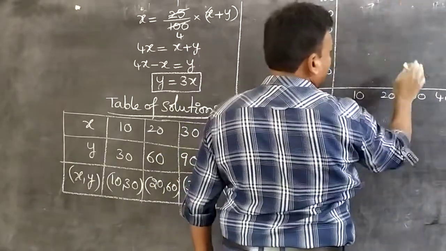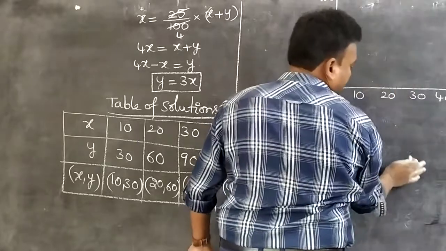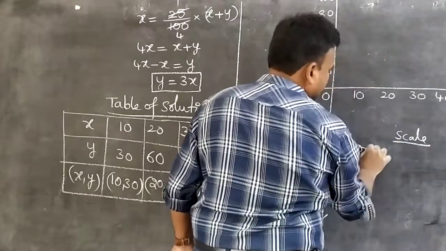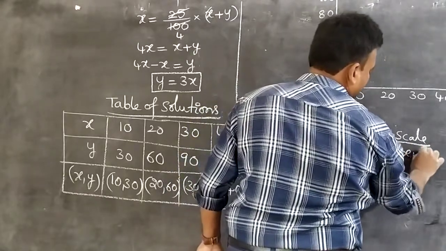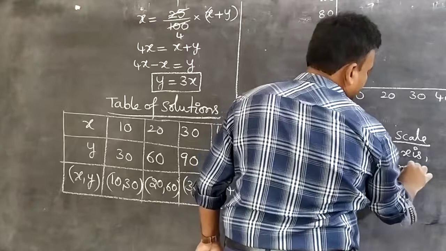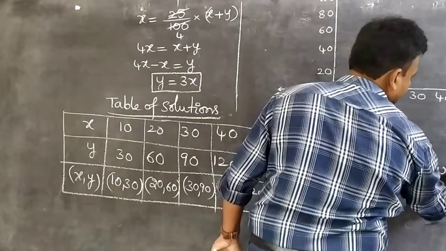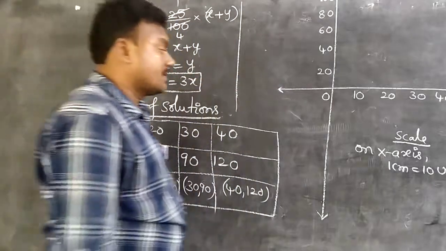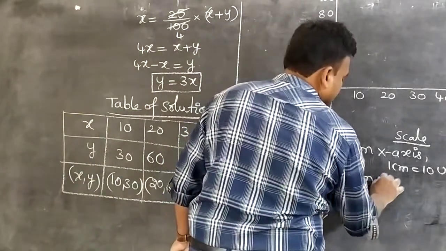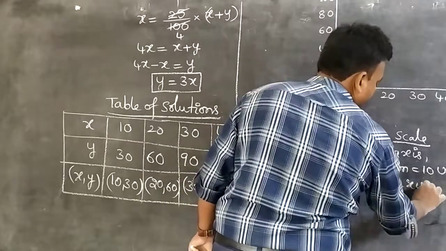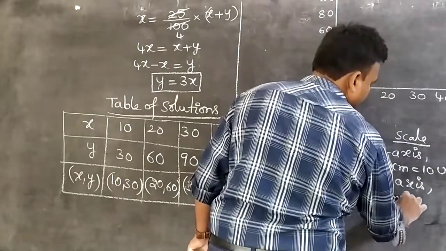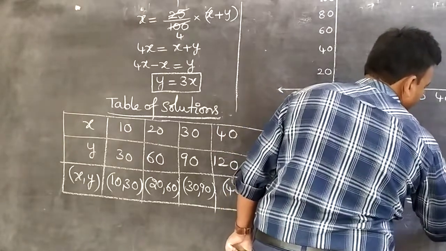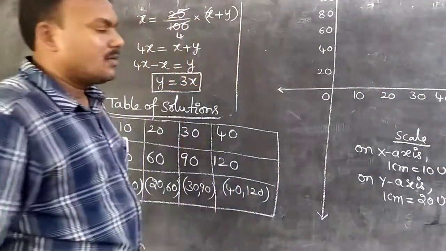The scale, on the right side corner, but the body is not comfortable, so I can express it here only. So the scale on the x-axis: 1 centimeter equal to 10 units. On the y-axis: 1 centimeter equal to 20 units.